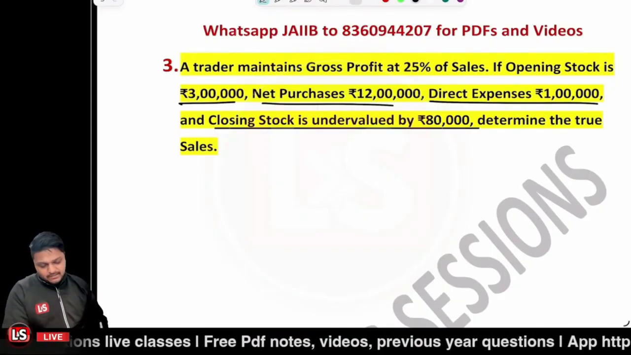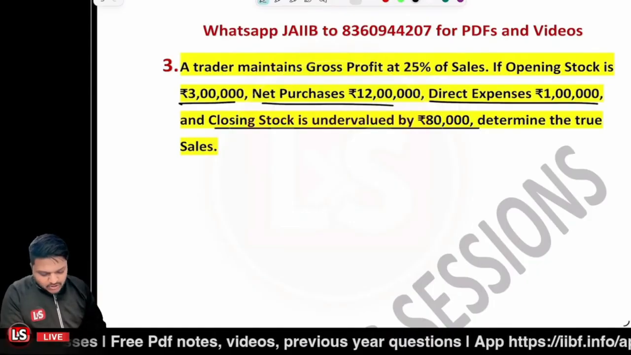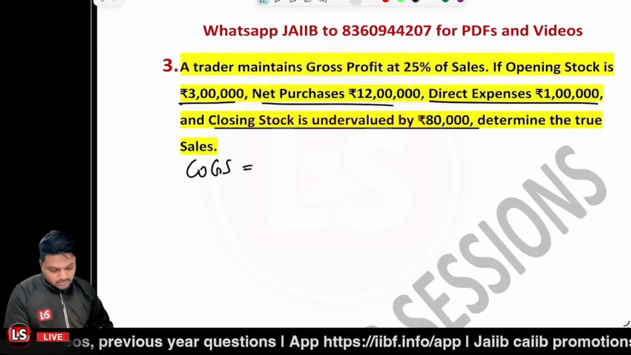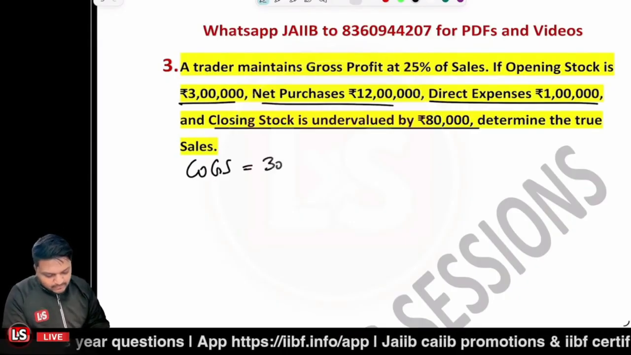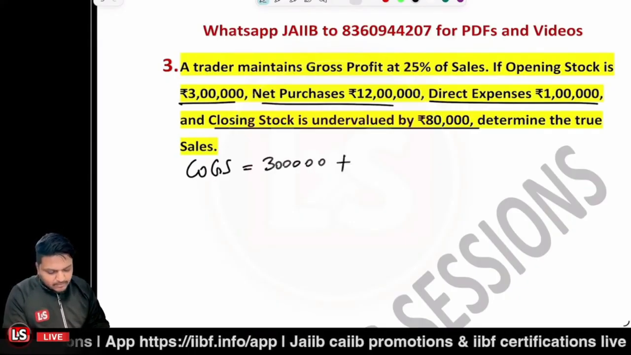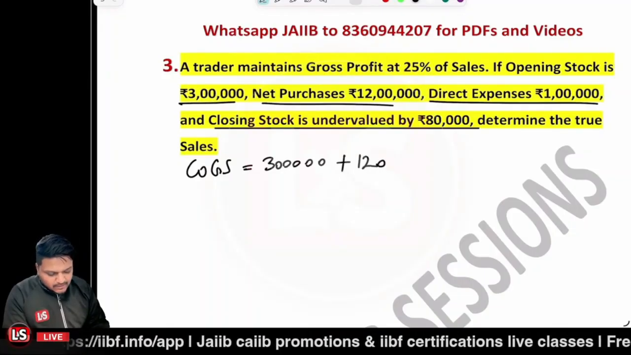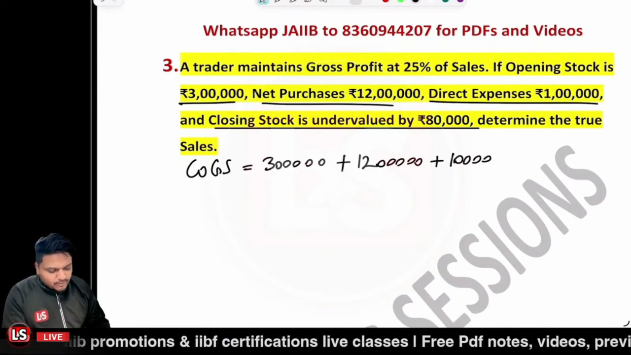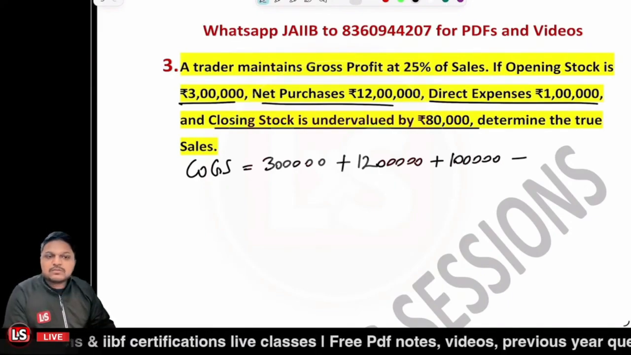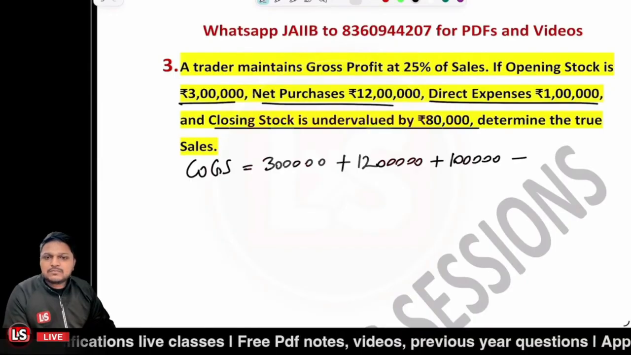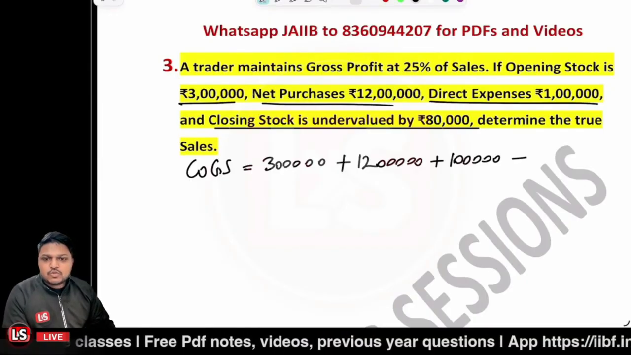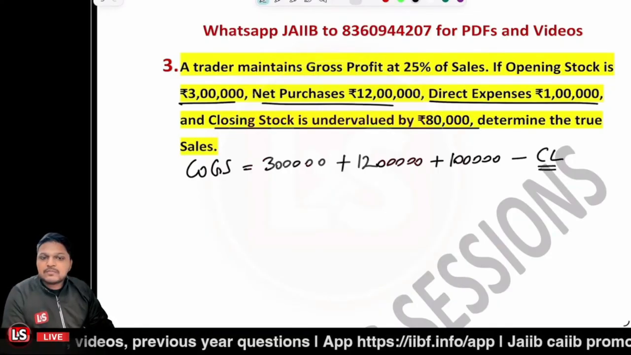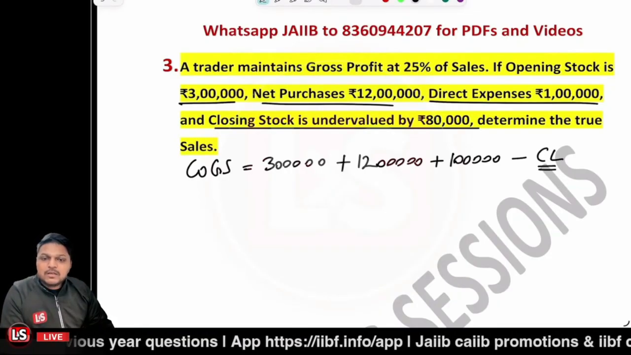Now, first of all, we have to look at the cost of sales, cost of goods sold, COGS. That will be equal to what? Opening stock, that is 3 lakh rupees, plus net purchases 12 lakh rupees, plus direct expenses 1 lakh rupees, minus closing stock. That is to be done, right? We will be saying it's CL over there, but CL is not known for now.